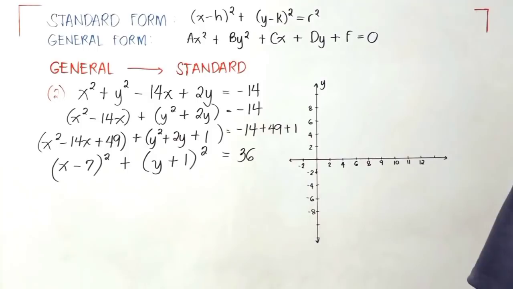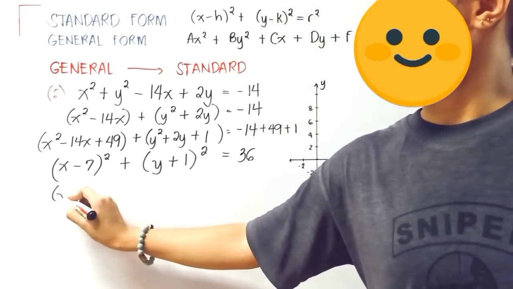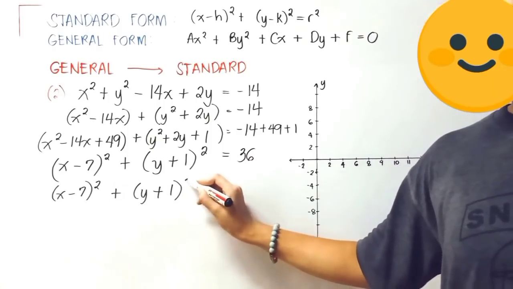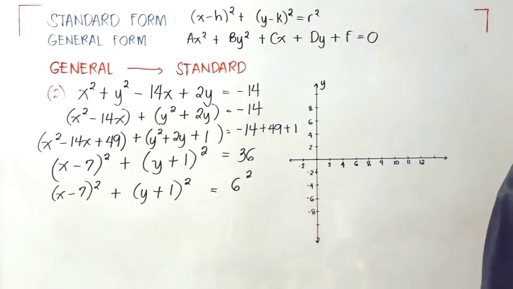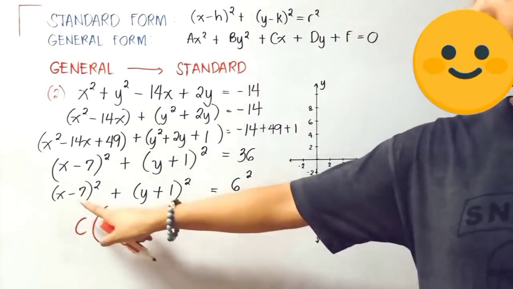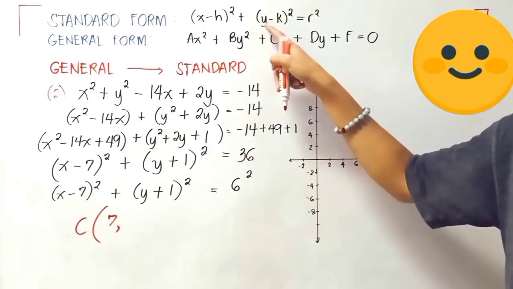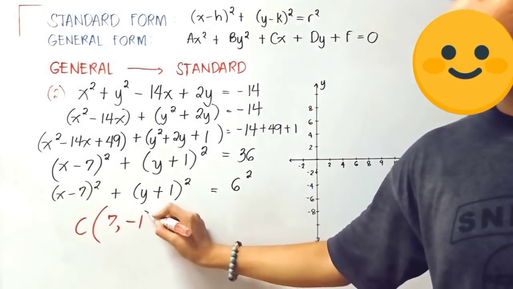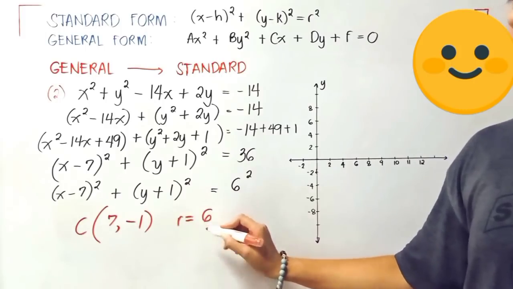Now looking at our standard form, we still have to make our right side into r squared. So let us rewrite this portion. And then this is 6 squared, because 6 squared is equal to 36. We now have the value of our center: our h is 7, and our k is, since that is positive and this is negative, negative 1. Again, because negative times negative is positive. And our radius is 6.